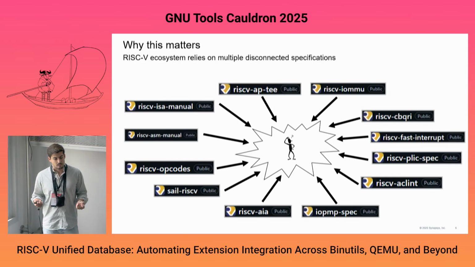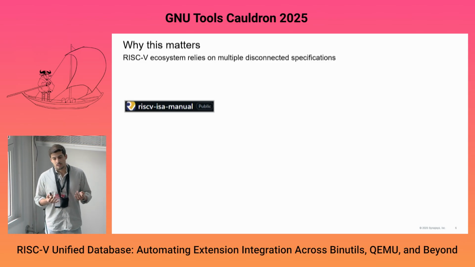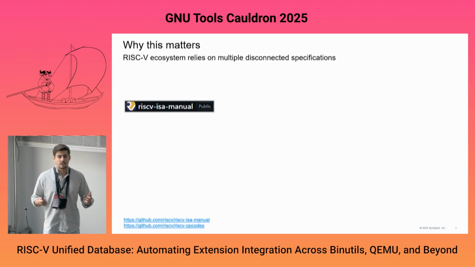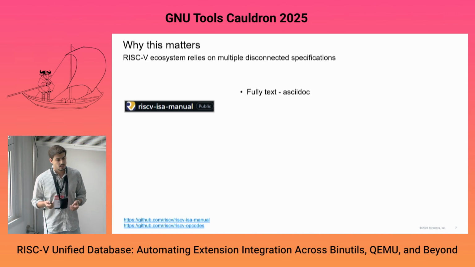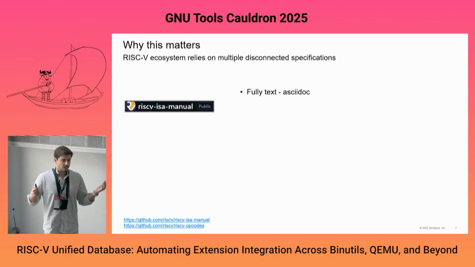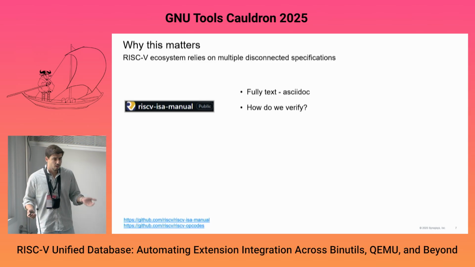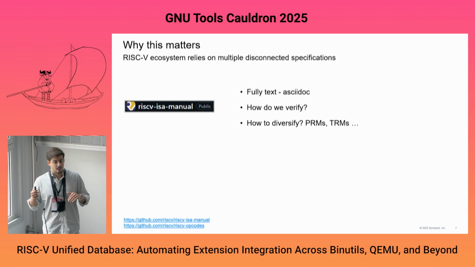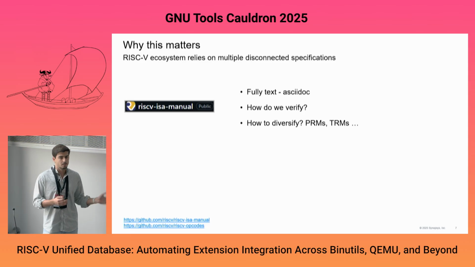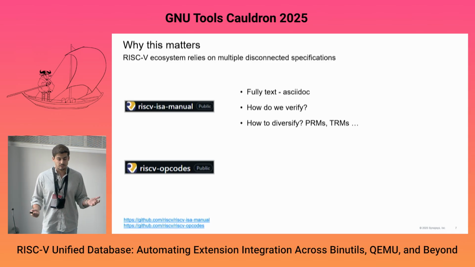Why is it like this? Starting with the ISA manual, which is the main manual, I would say, we can see that the ISA manual is totally written in AsciiDoc, which is kind of an evolution of LaTeX, and it only generates either HTML or PDF, which is not ideal. You also have other challenges, like how can you verify the AsciiDoc? Very hard. Then, how can you diversify? How can you create manuals from that manual? Will you copy-paste it? Well, it's kind of the only option with the current state.